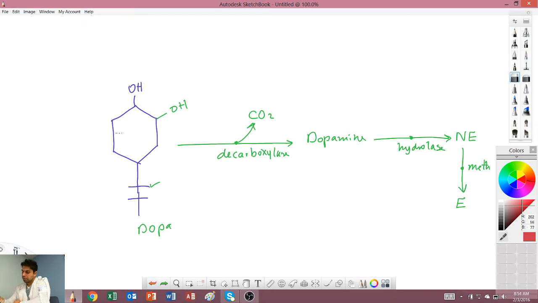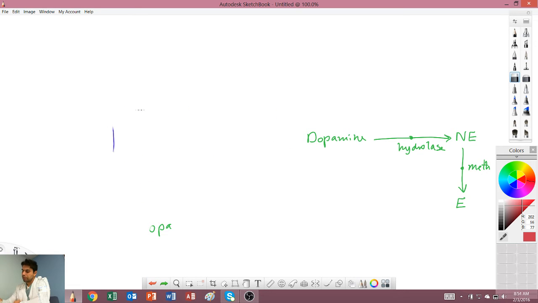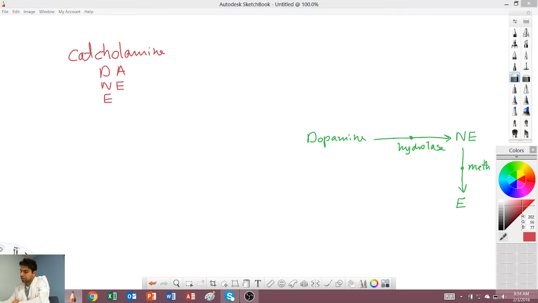It's okay for me to erase these, but I'm interested in these three, which are very important. Dopamine, epinephrine, and norepinephrine are all known as catecholamines.